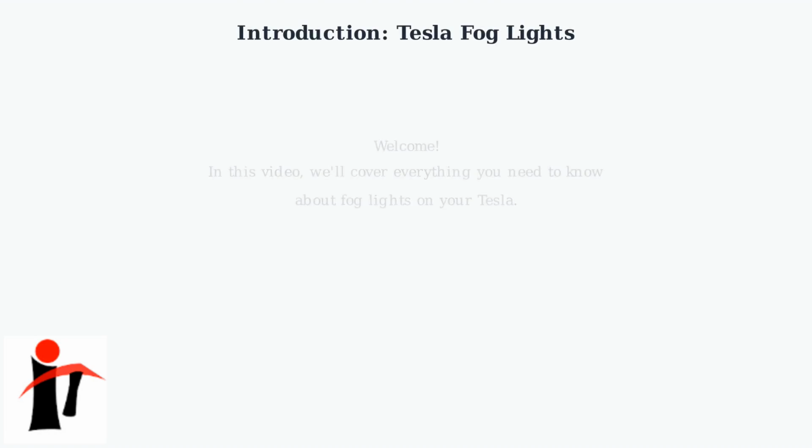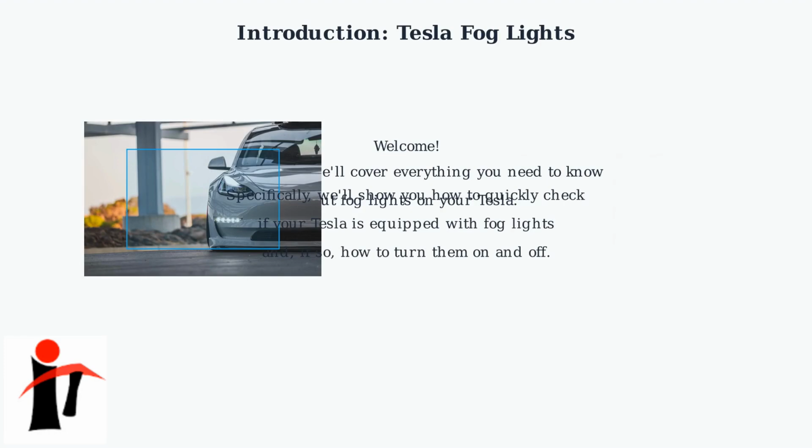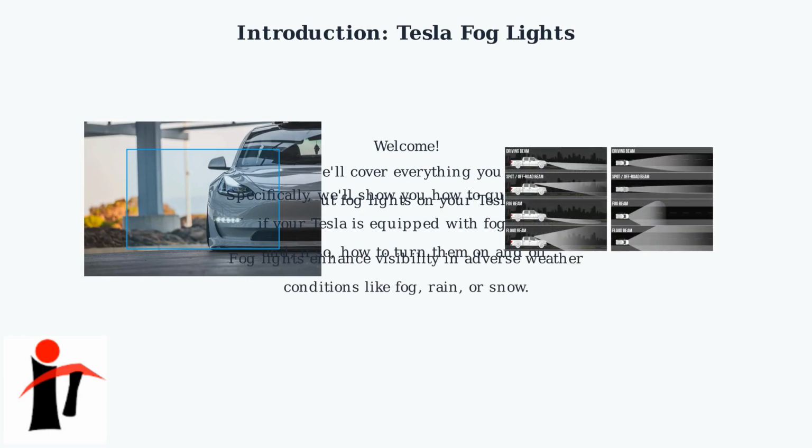Welcome. In this video, we'll cover everything you need to know about fog lights on your Tesla. Specifically, we'll show you how to quickly check if your Tesla is equipped with fog lights, and if so, how to turn them on and off. Fog lights enhance visibility in adverse weather conditions, like fog, rain, or snow.